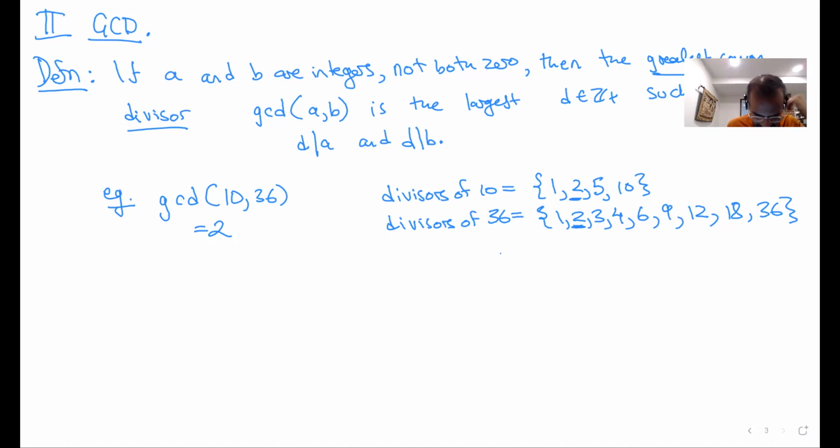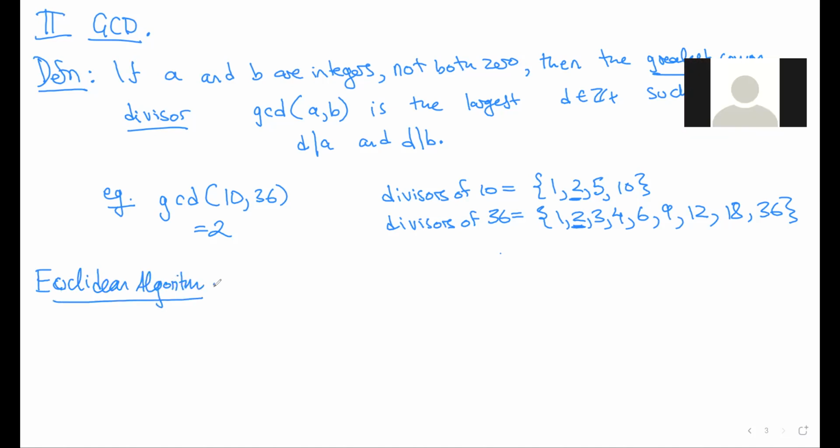Okay, so what I'm going to show you now is, so this is one way to find the greatest common divisor. List all the divisors and find the largest one. But now I'm going to show you a much faster way. And that is called the Euclidean algorithm. And that is a much faster way.